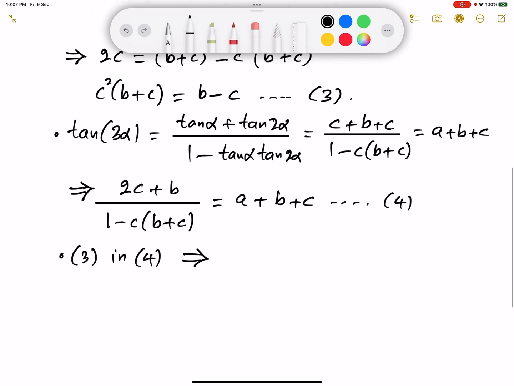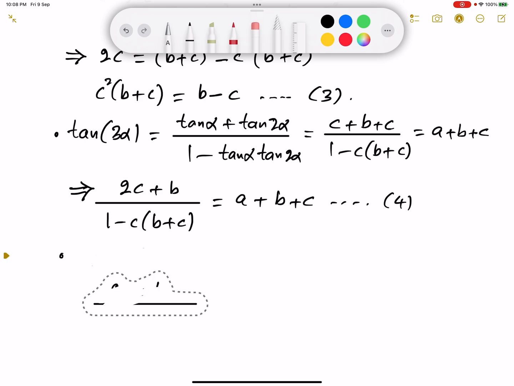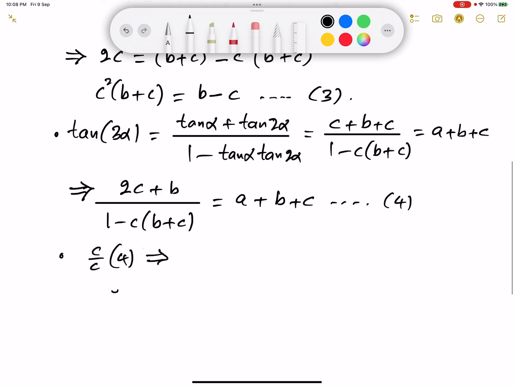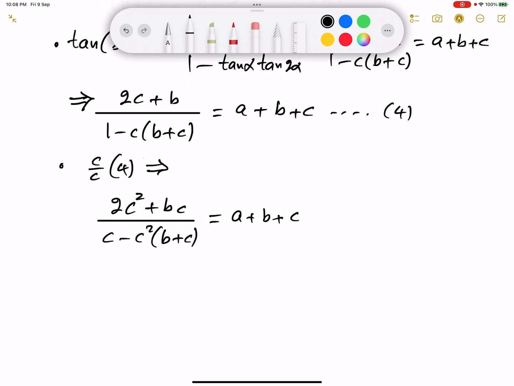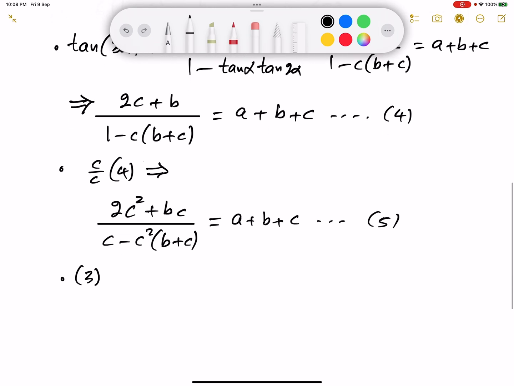Before this step, I'm going to multiply the left hand side of equation number 4 by C over C, so that's not going to change the quantity. That gives us twice C squared plus BC divided by C minus C squared multiplied by B plus C, and that's going to be equal to A plus B plus C. I'm going to call this equation number 5. The next step is to substitute equation number 3 in equation number 5.